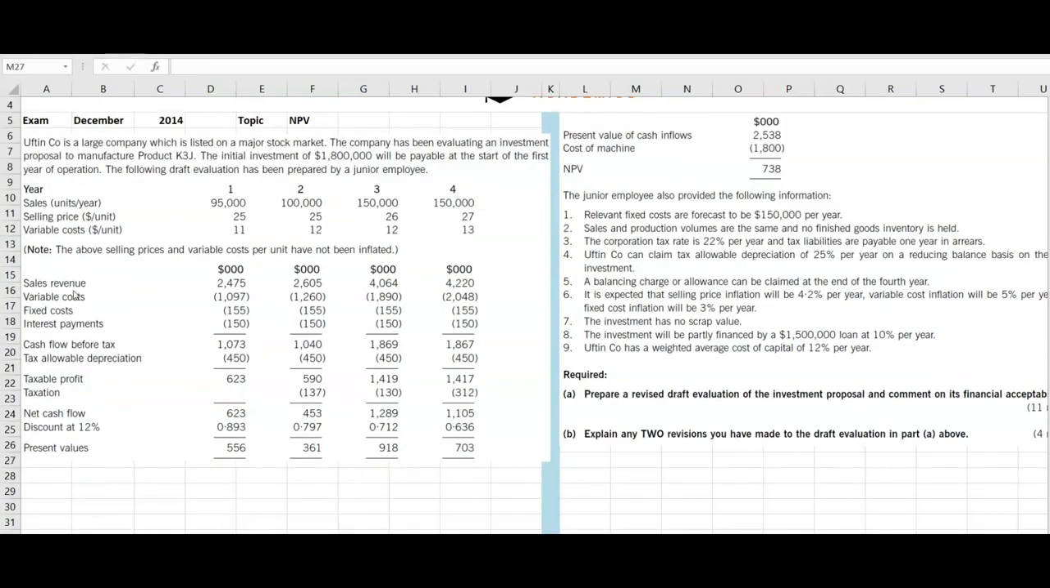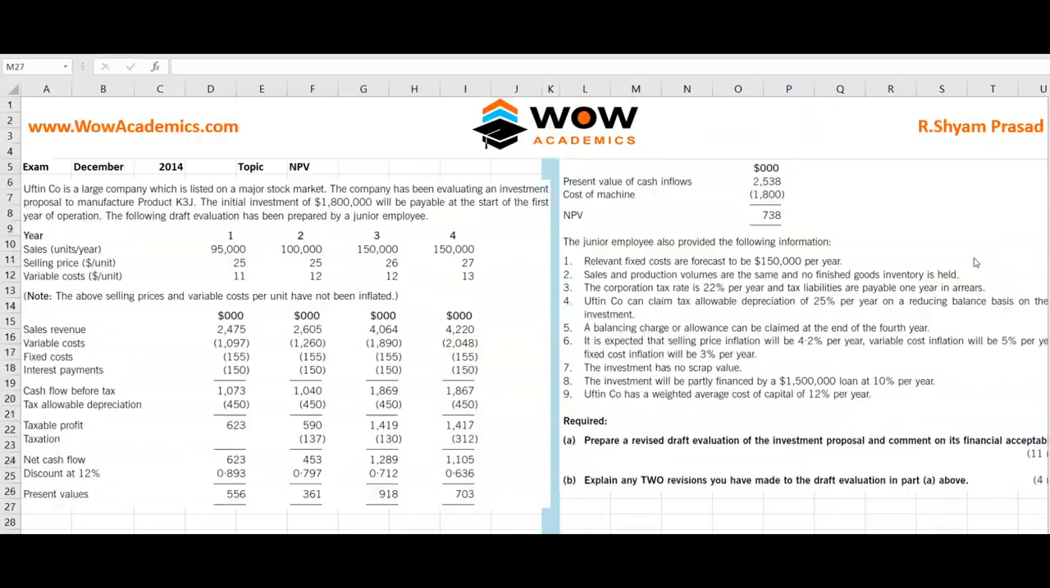So they have given you sales numbers. First we'll see whether the sales numbers are properly inflated. We have to check. They have given us variable cost, fixed cost, interest payments, cash flow before tax, tax allowable depreciation, taxable profit, taxation, then discount factor. They've also found the NPV. So they've given us some notes. We'll start from the notes.